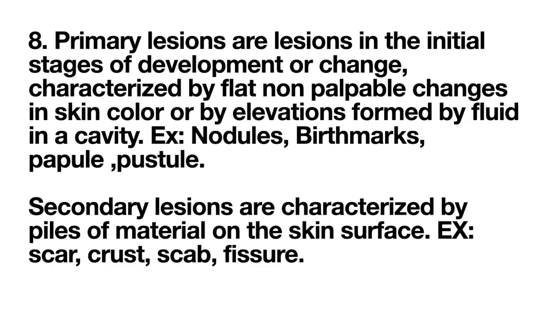Primary lesions are lesions in the initial stages of development or change, characterized by flat, non-palpable changes in skin color or by elevations formed by fluid in a cavity. Examples would be nodules, birthmarks, papules, or pustules. Secondary lesions are characterized by piles of material on the skin surface. An example would be a scar, crust, a scab, and fissure.